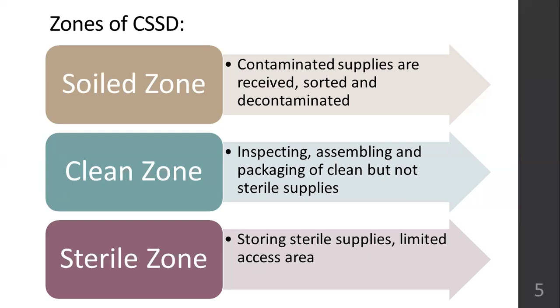Zones of CSSD: soiled zone, contaminated supplies that are received, sorted, and decontaminated. That is the first zone. So all the unclean articles are received here. Non-sterile unclean articles are received here. That is why it is called soiled zone. Okay. And then clean zone, here inspection will be done, assembly will be done, packaging will be done. They are clean, but they are not sterile. They are yet to undergo the procedure.